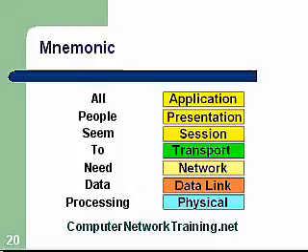A mnemonic to help memorize this. It's application, presentation, session, transport, network, data link, and physical. And this can help you to memorize it. All people, we're using the first letter A here for application. Then people, the P for presentation, seem to need data processing. So if you can memorize this, you can break it down for the 7 layers. All people seem to need data processing. This is one mnemonic out of quite a few that have come up for this.